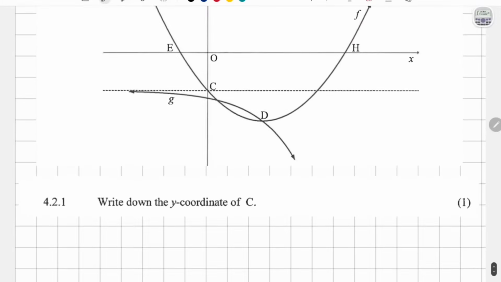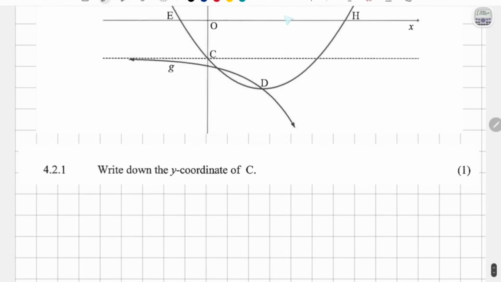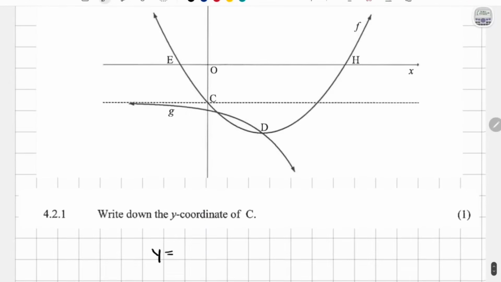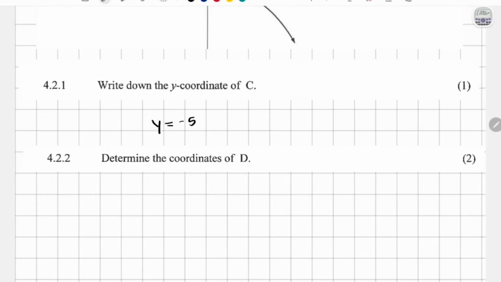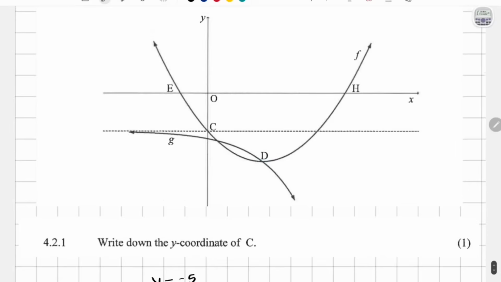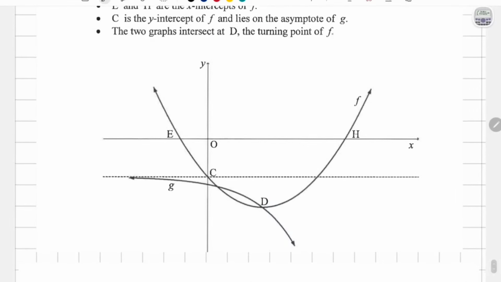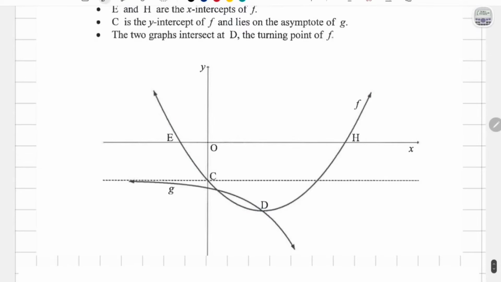But they're only really asking you for the y coordinate of c. So to find the y coordinate of c, we'll just say y is equal to, and what is that y value? We found out that it is -5. So -5. Then 4.2.2 says determine the coordinates of d. So to find the coordinates of d, remember this is the turning point, like they told us, the turning point of f. So we already have c, let's just put that down, that is -5 over there.